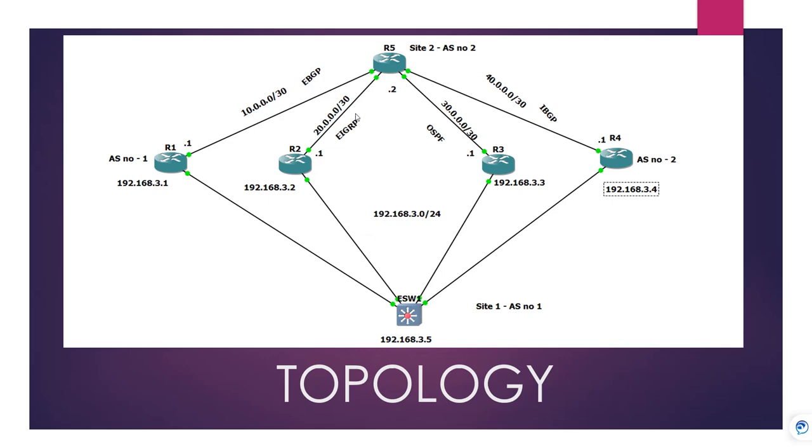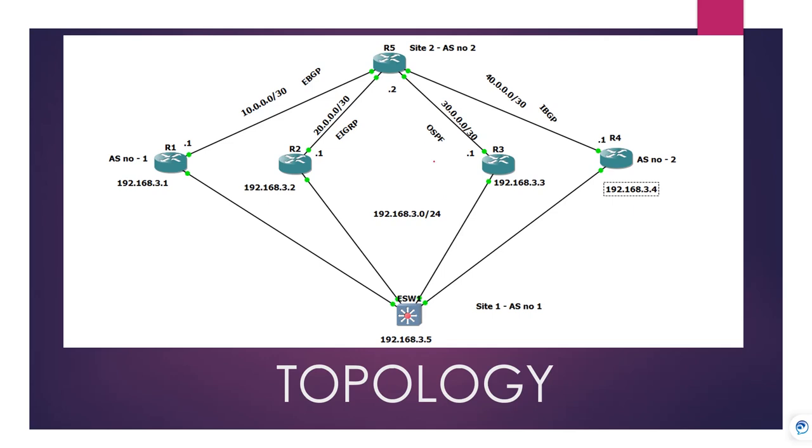the 192.168.3.0/24 LAN subnet using EIGRP, and its WAN interface subnet is 20.0.0.0/30. R3 advertises the LAN subnet using OSPF, and its WAN interface subnet is 30.0.0.0/30. R4 advertises the LAN subnet using IBGP, and its WAN connected interface is 40.0.0.0/30, where R4 AS number is 2 and R5 AS number is also 2.